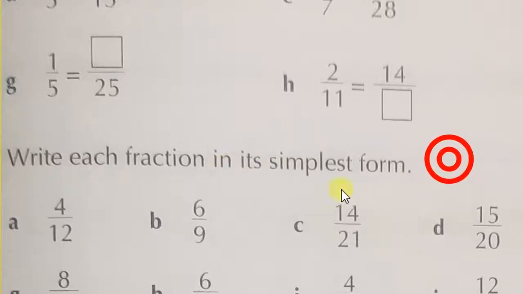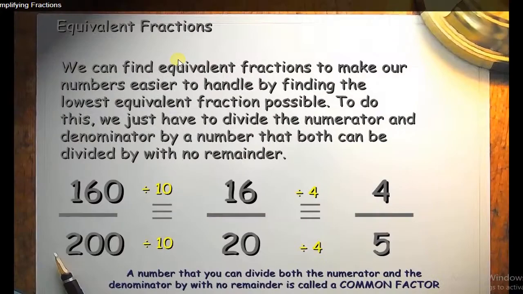Now, after we answered question number 5 on page 181 about how you can find the missing number in each set of equivalent fractions, let's do the opposite operation, which is division, to write each fraction in its simplest form. You can find equivalent fractions to make your numbers easiest to handle by finding the lowest equivalent fraction possible.